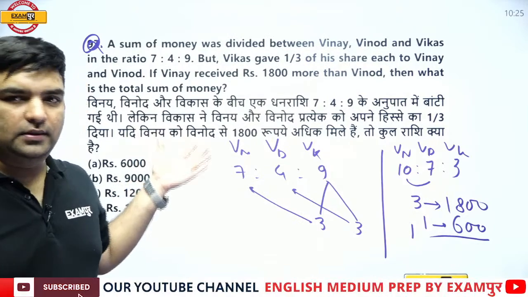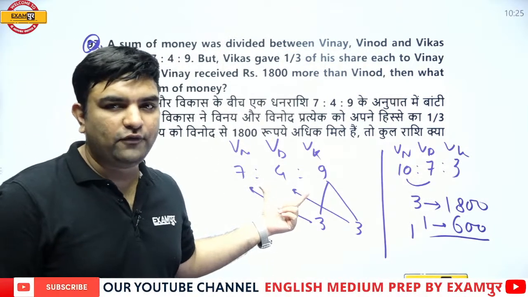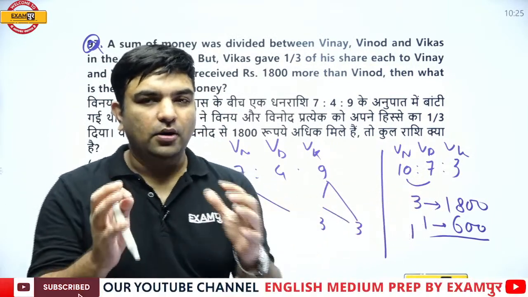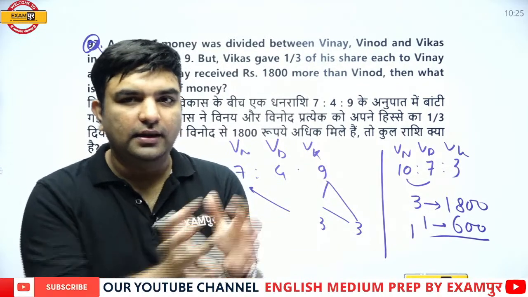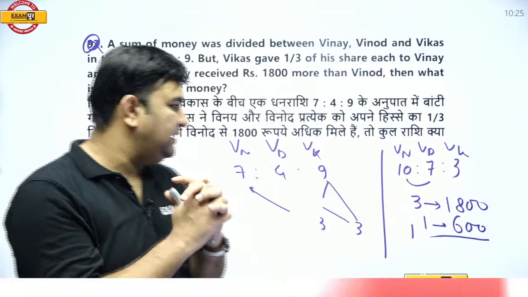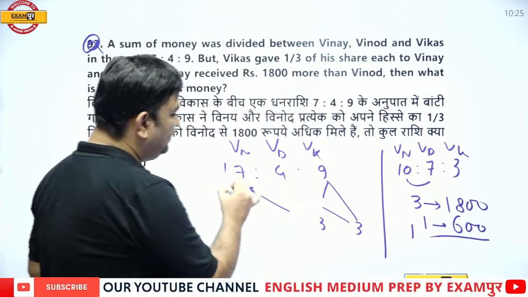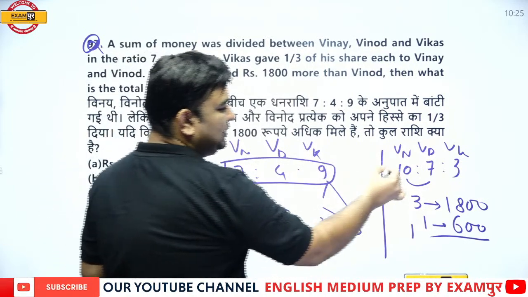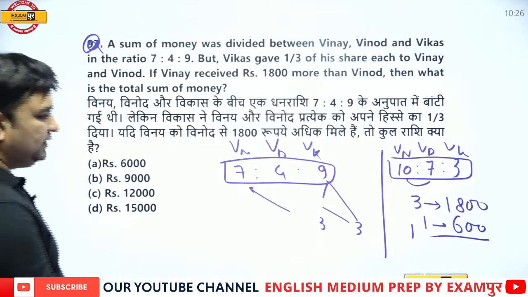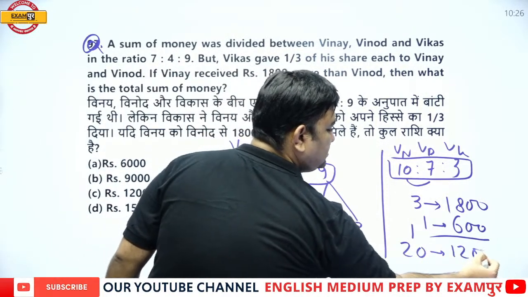The total sum of money: either you calculate the total from here or from here, it is going to remain same, because we have divided the money internally among themselves. From here as well, the total is coming 20. If 1 is 600, then 20 is 12,000. Answer.